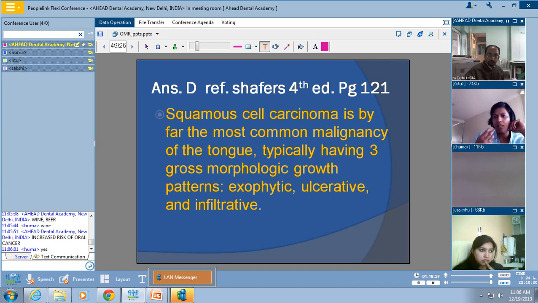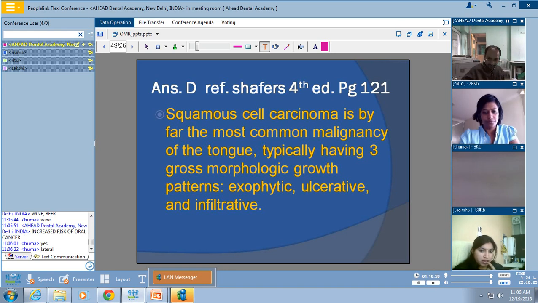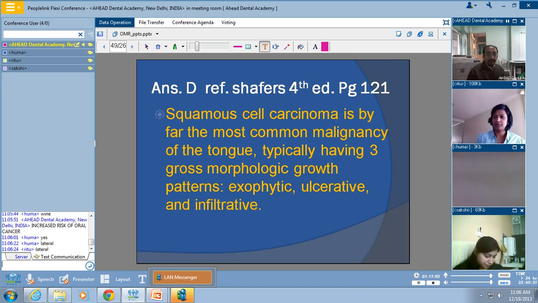Yes, very good. Lateral border. To be more specific, the anterior two-thirds of the lateral border of the tongue has the maximum risk of carcinomatous transformation in the Western population. Is it clear? And remember, smoking and drinking have a synergistic effect.